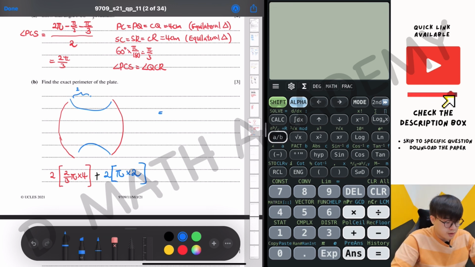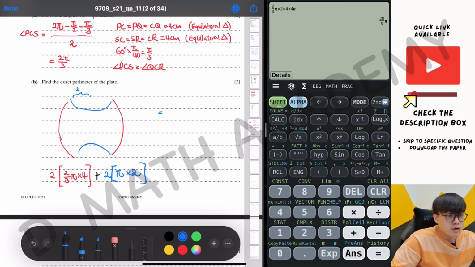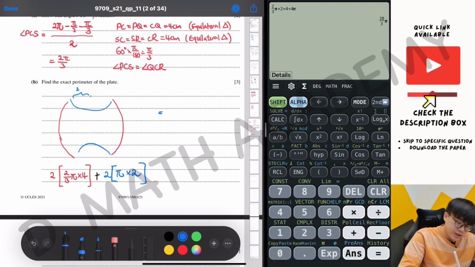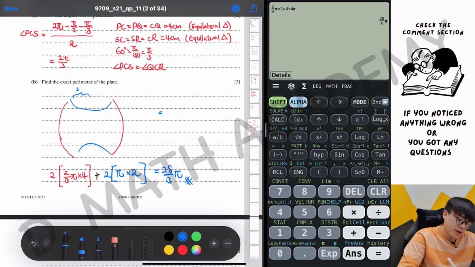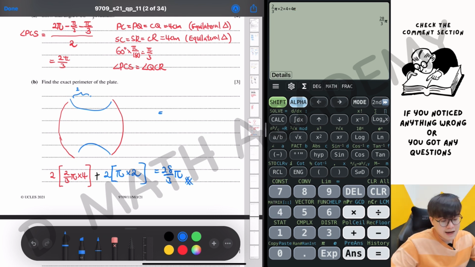So let's run the calculation. 2 over 3 pi times 2 times 4 plus 4 pi. You should get your answer as 28 over 3 pi at the end of the day. That's how you identify these 3 marks here. Not much, but mainly is whether you have the patience to read the question truly or not.